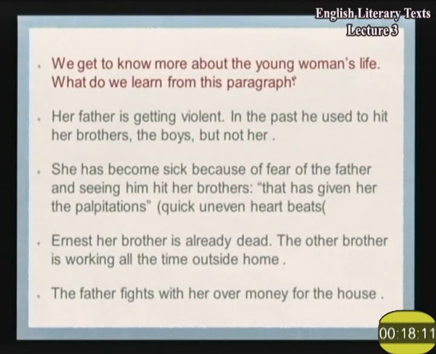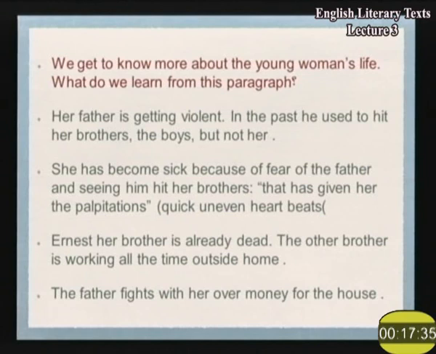Okay, we get to know more about the young woman's life. What do we learn from this paragraph? Her father is getting violent. In the past, he used to hit her brothers, the boys, but not her. She has become sick because of fear of the father, and seeing him hit her brothers, that has given her palpitations. Palpitations are quick, uneven heartbeats, ضربات قلب سريعة, ضيق تنفس, something like that.